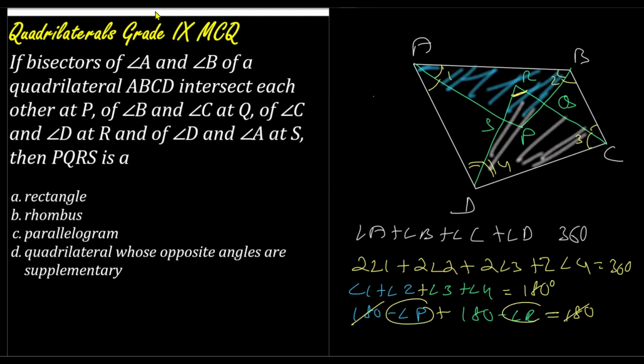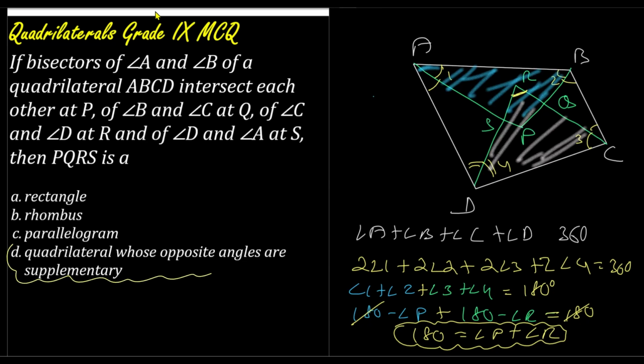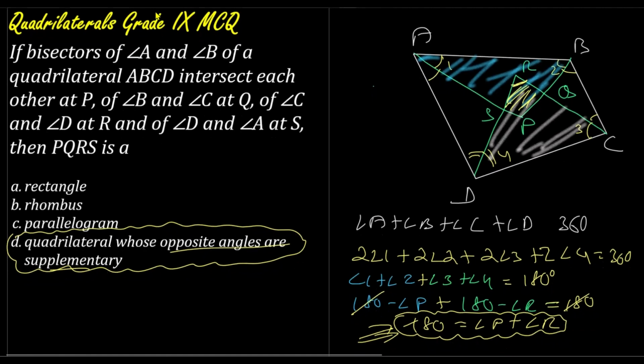In the next step, I'm transposing P and R to the other side. So let 180 be over here. P on transposing to the other side becomes positive and R is positive. So we got this as 180 degrees. So we'll say that the quadrilateral so formed, this PQRS quadrilateral, is one where the opposite angles are supplementary. That's what it means, as you can see from here, we proved the sum of the opposite angles of this quadrilateral is 180 degrees. So therefore, D is the correct option in this case.